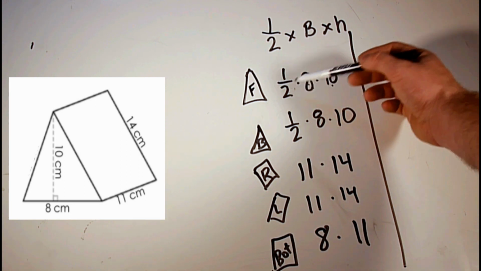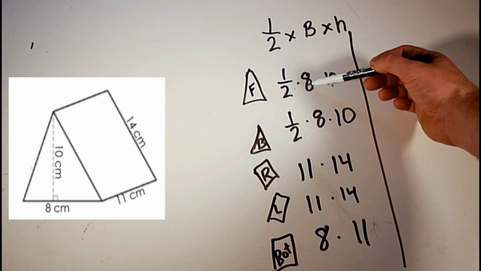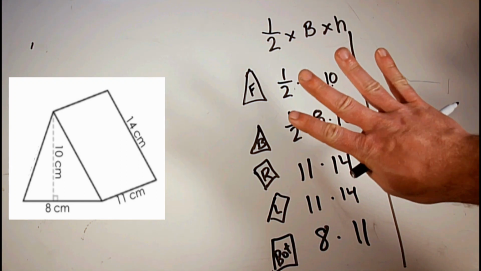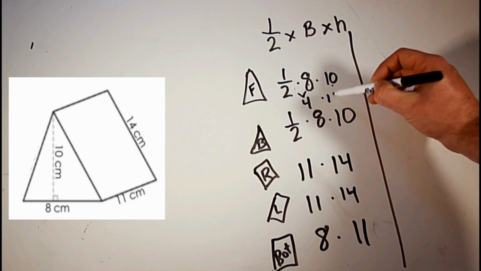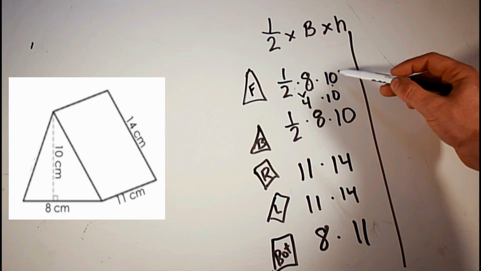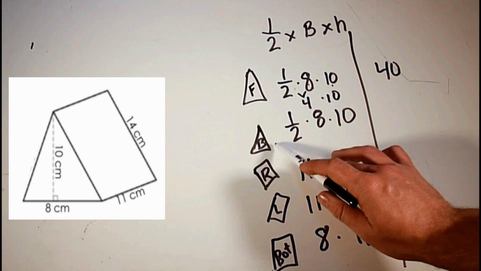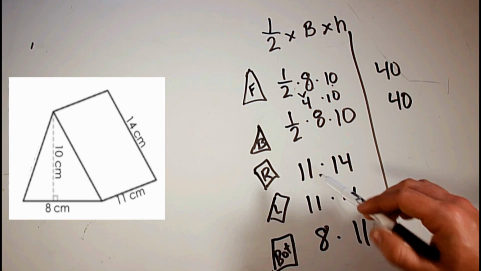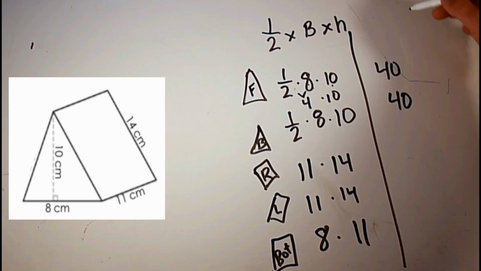I like to do half of a number and then multiply by the other number. So let's just do half of 8. Half of 8 is 4. 2 groups of 4 is 8. So this equals 4. Now we have to multiply it by 10 because that's what we still have to do. 4 times 10 is 40. Now the front and the back are the same, so I'm just going to write our number 40. Down here we have 11 times 14. Now I don't know about you, but I don't know that off the top of my head.